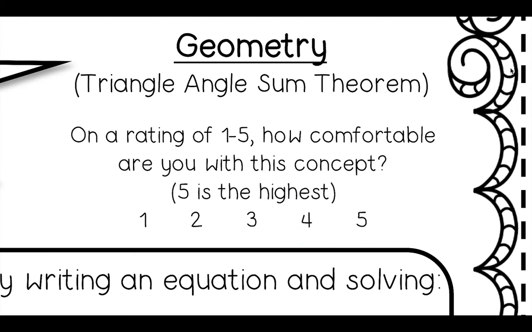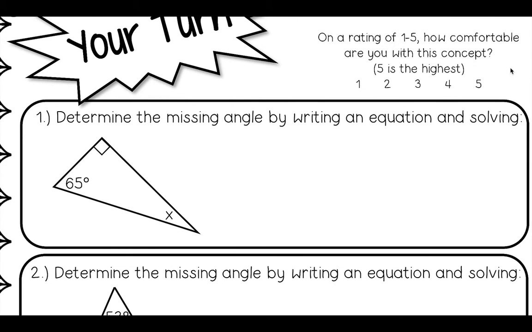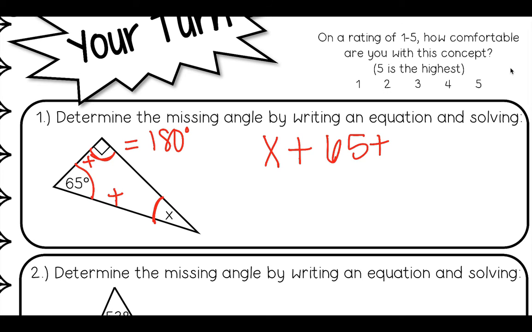Okay, so the first one says determine the missing angle by writing an equation and solving. Again, angle 1 plus angle 2 plus angle 3 equals 180. And it does not matter which one you call angle 1, which one you call angle 2. If you had it the other way, that's totally fine. Now I'm just filling in. Angle 1 was x plus 65 plus, I've got this thing again. What does that mean? Right angle, which is how many degrees? 90. And everything equals 180. Now let's go to Desmos.